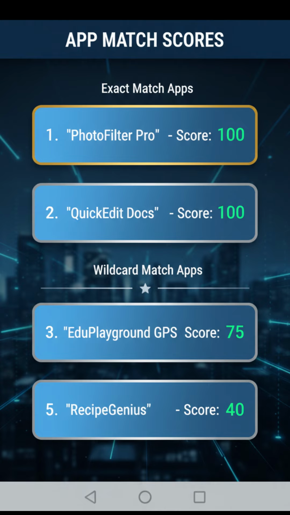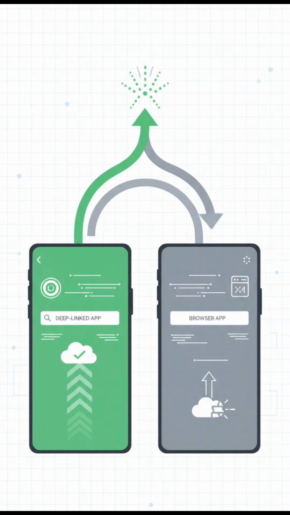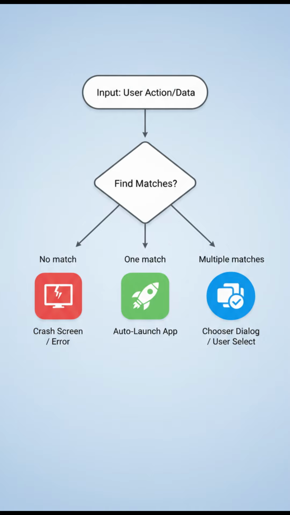Why do some apps appear on top? Because Android scores the matches. More specific matches get higher scores, like a PDF viewer beating out a general browser for a PDF file. In the end, after all filters are evaluated, you either get no matches and a crash, one match and the app opens directly, or multiple matches and you see a chooser. It's all predictable and deterministic.